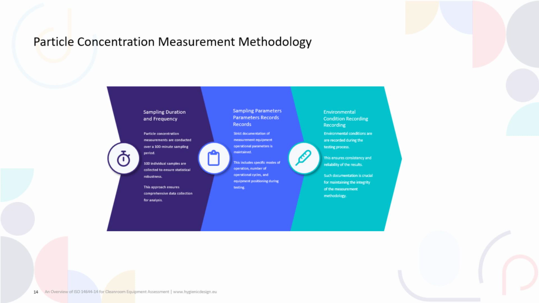It is important to maintain strict documentation of the measurement equipment's operational parameters, including the specific modes of operation, the number of operational cycles, and the positioning of the equipment during testing. This careful documentation helps maintain consistency and accuracy. Additionally, environmental conditions are recorded throughout the testing process. Monitoring these conditions is crucial to ensure the reliability and integrity of the results.